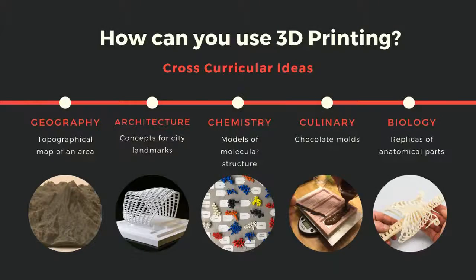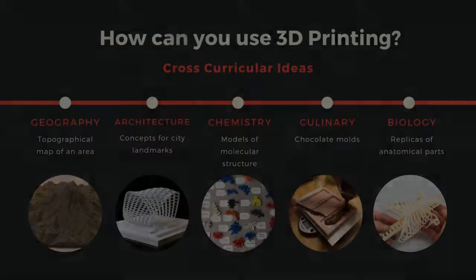So how can you use 3D printing in your class? Here are some cross-curricular ideas to use the concepts learned in this tutorial in other content areas. In a geography class, you could make a topographical map of an area. In an architecture class, you could apply these concepts for city landmarks. In a chemistry class, you might make a model of a molecule or an atom. In culinary classes, you might make some molds. And finally, in a biology class, you might make some replicas of human body parts.